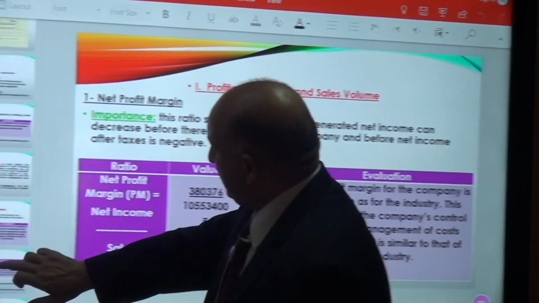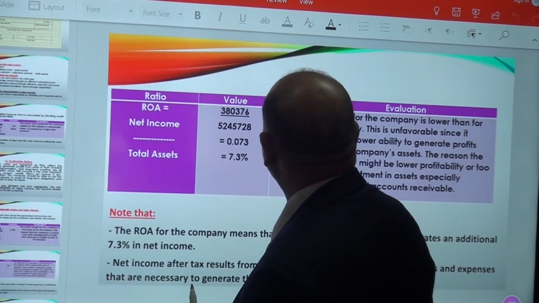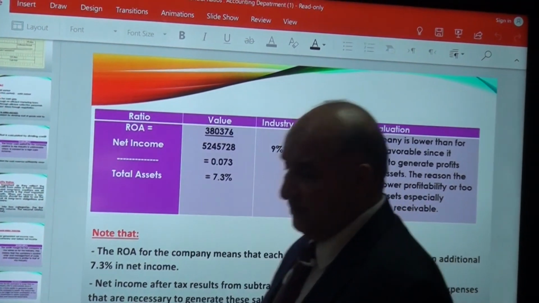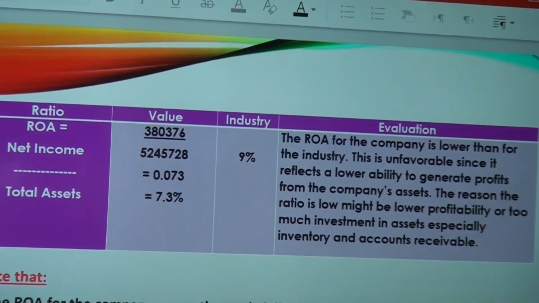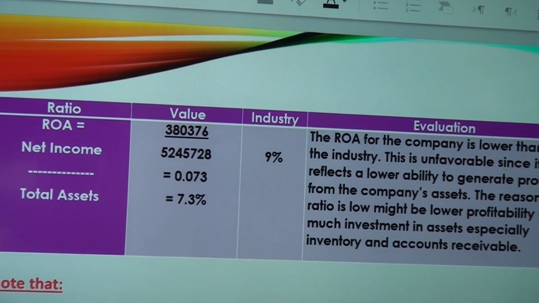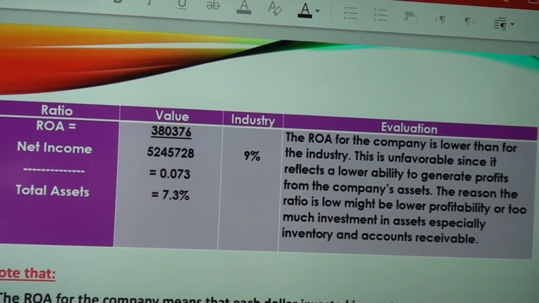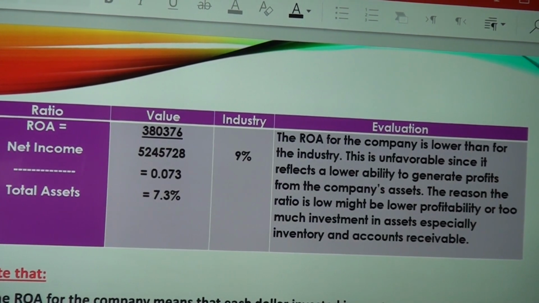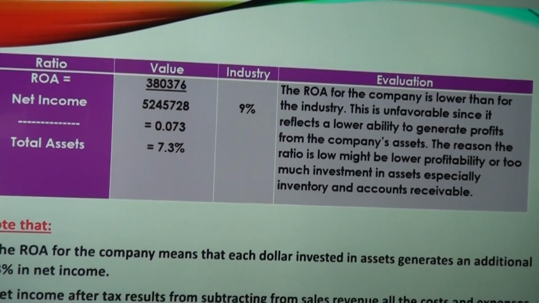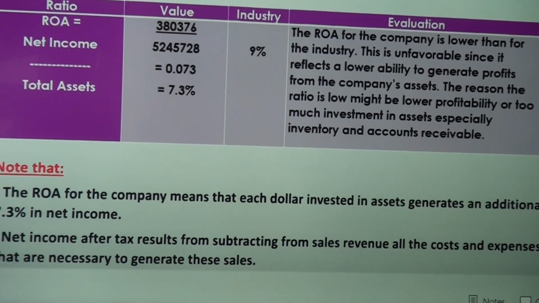Okay, the second ratio is very important: return on assets. Return on assets, ROA. You will never hear "return on assets". Always they will call it, what is your company's ROA?